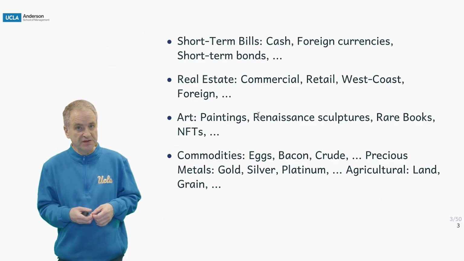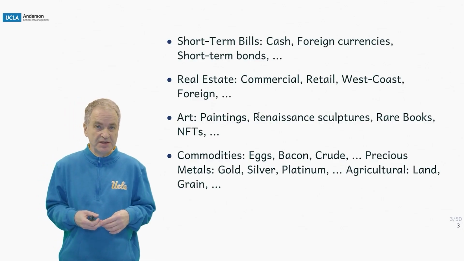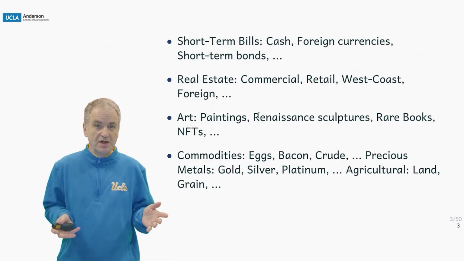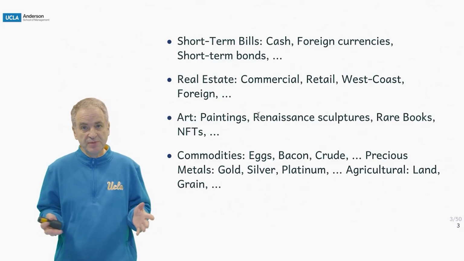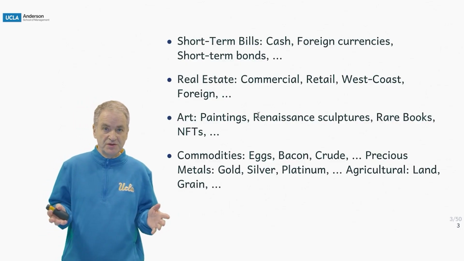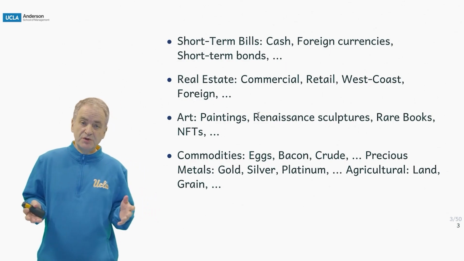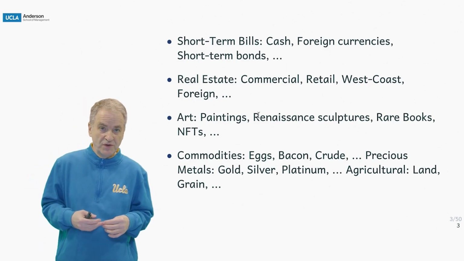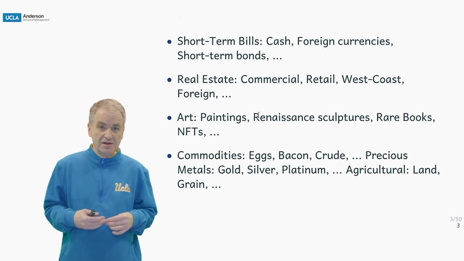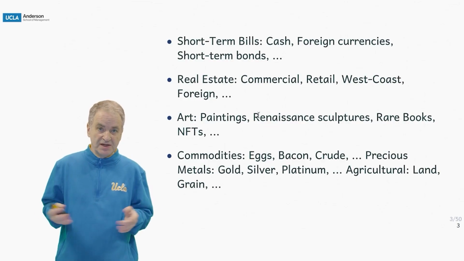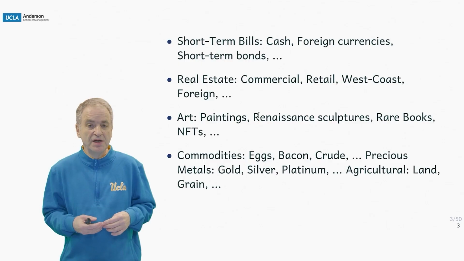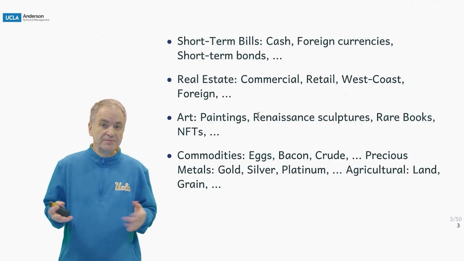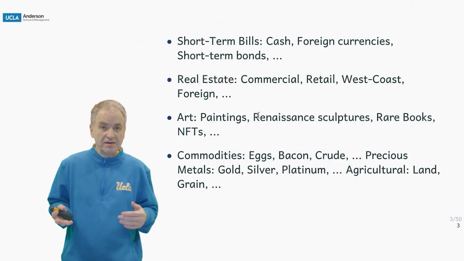Art has also been described sometimes as an investment class. And there again, you can think about investing in paintings or just Renaissance paintings or Renaissance sculptures or books. And at some point, people actually were excited about non-fungible tokens. That I think has worn off, but that was a crazy class to begin with. Then there's things like commodities. So you can actually buy eggs, bacon, various other things like that.